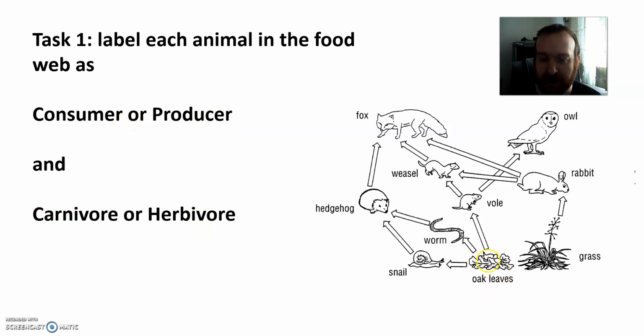Okay, so you need to label oak leaves a consumer or a producer. You need to label oak leaves a carnivore or a herbivore, or maybe not anything, because, well, I'm not going to tell you why, but think about why it won't be one of these two things. You need to label up the food web with these labels. Okay, that's your first task.